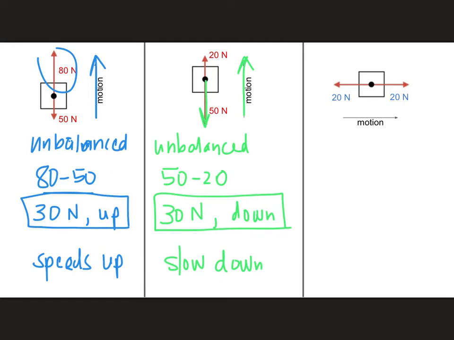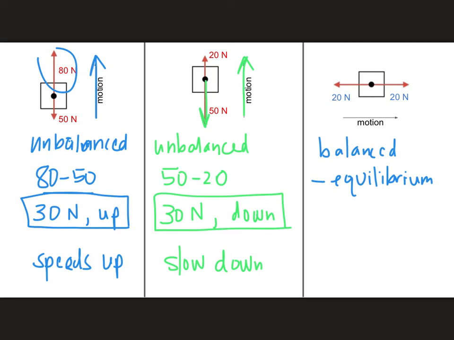In our last situation, the two forces are the same, pulling in opposite directions. This would be a balanced system. We could also say the system is in equilibrium because the forces are balanced. Notice equilibrium does not mean it's stationary, doesn't mean it's at rest. It just means that everything is balanced, that nothing is changing.